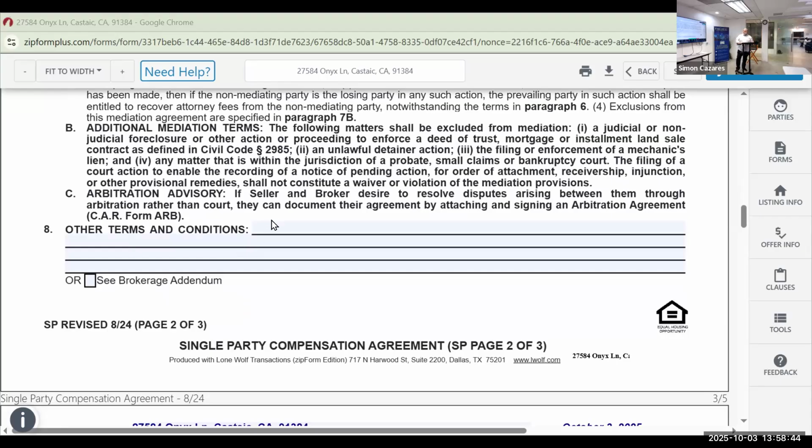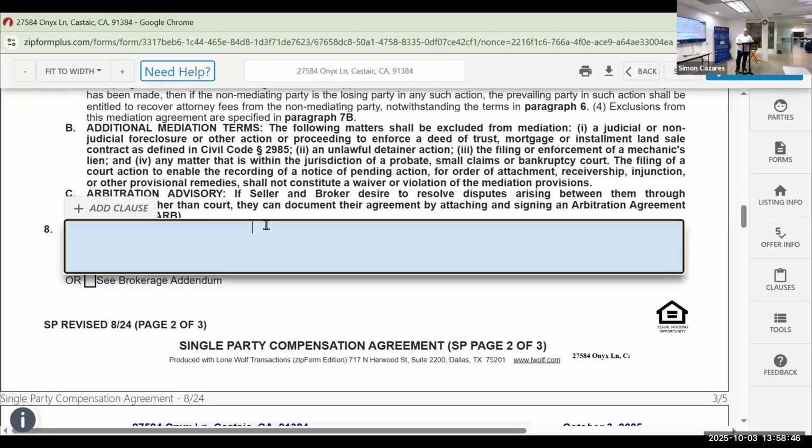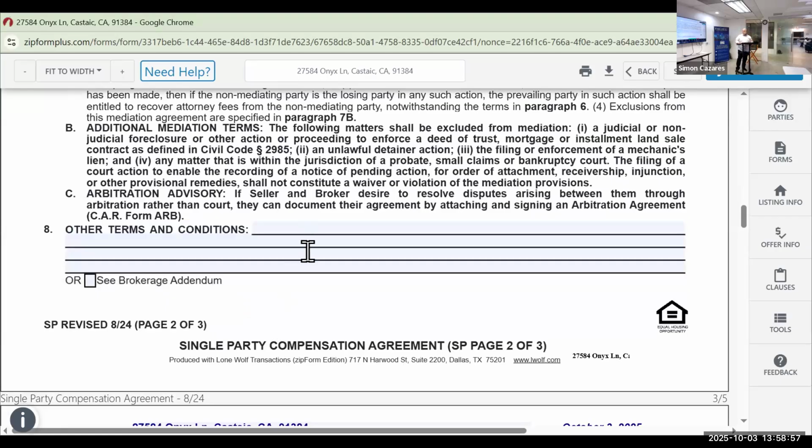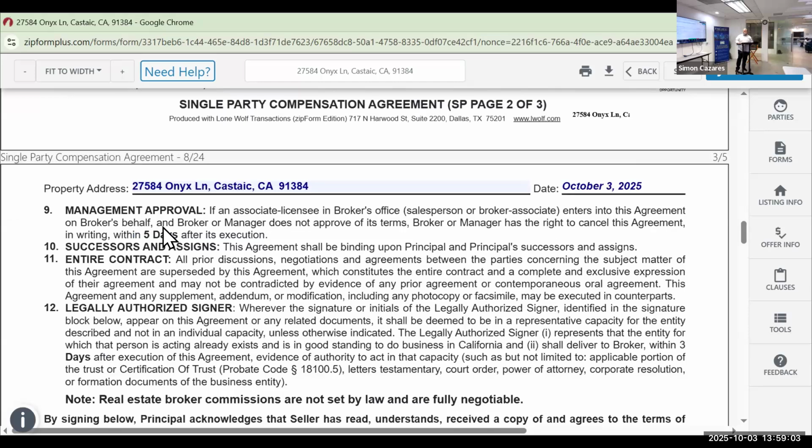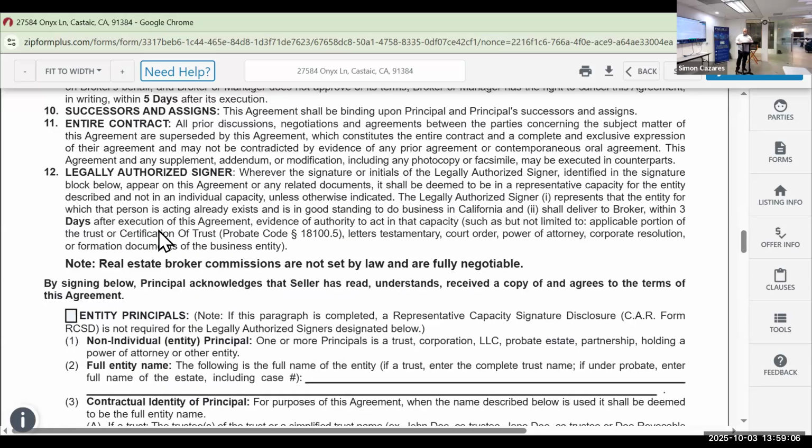Because here on other terms, you can put all kinds of jargon. You can put 30 paragraphs. It'll pick up all 30 paragraphs and include a supplement to it. So don't think that because it only has 4 lines, it's limited. You can also attach an addendum to it as well, so that way there's additional protection.